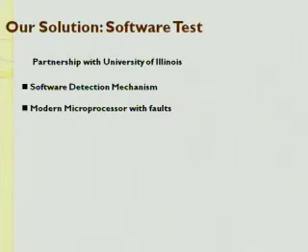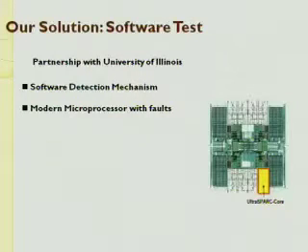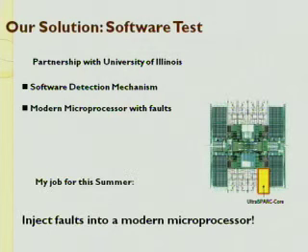So here's our solution. Use software test. We are working with a group of people in University of Illinois. And basically, our project has two parts. One is software detection mechanism, which is under development by people in University of Illinois. And the second one is to provide a modern microprocessor with some faults in it. And my job for this summer is to inject faults into a modern microprocessor and be able to enable them at runtime.